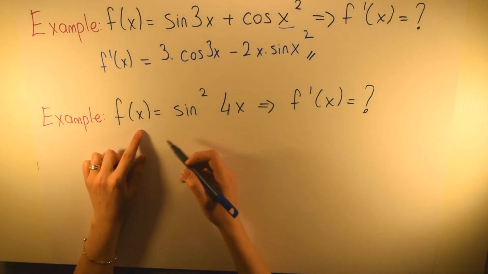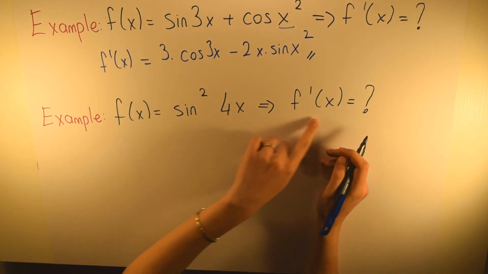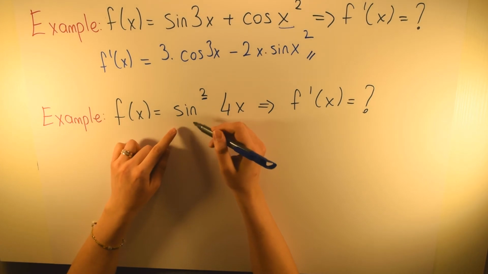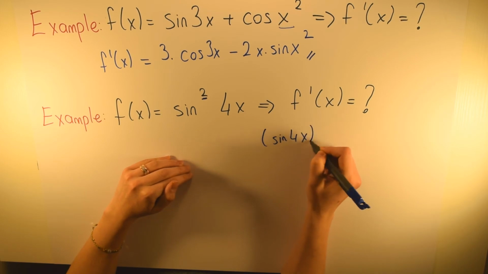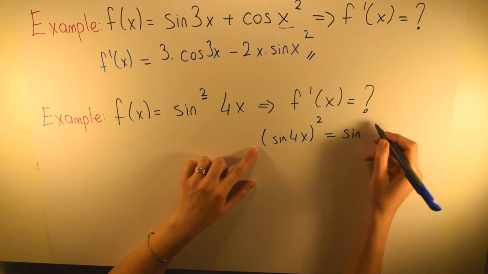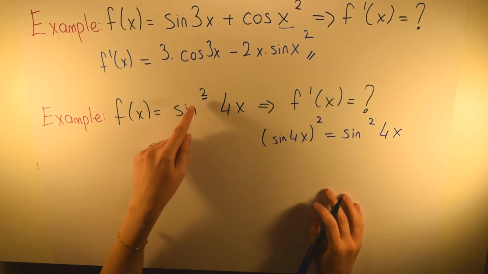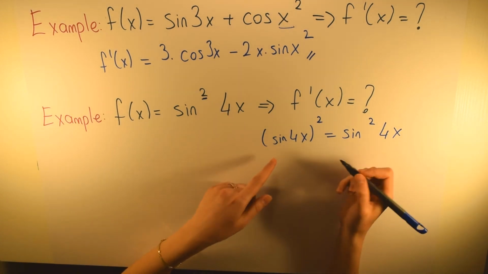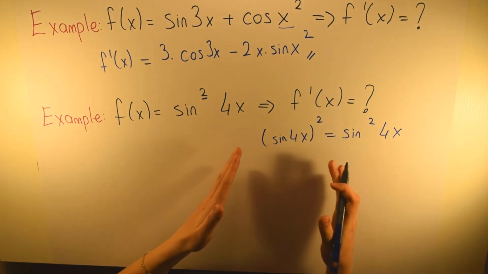Here we have f of x is equal to sine square 4x. So what is the derivative of f of x? When the exponent is here, actually you can write this expression as sine 4x to the power of 2. These are equal to each other. Sine square 4x, but of course you cannot write it like this if the exponent is elsewhere. Since the exponent is here, you can write this as sine 4x to the power of 2.